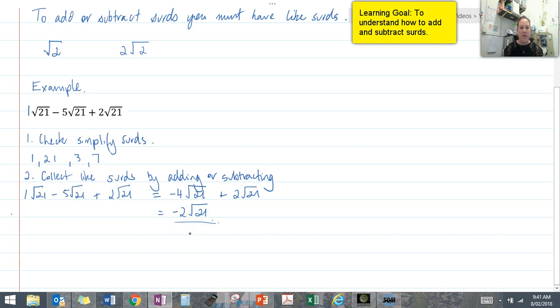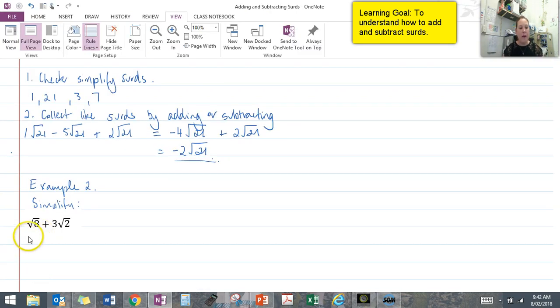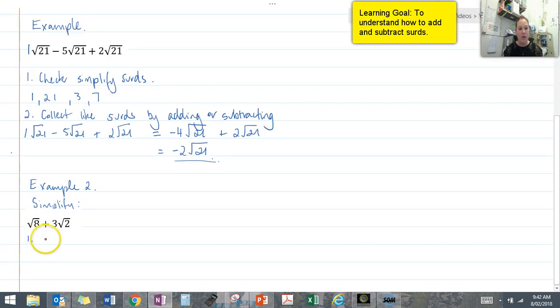Okay, so let's have a go at a second example where we do need to simplify our surds. If you remember back to the lesson on simplifying surds, we're going to write our multiples for our surds. So I've already manually checked which surds need simplifying, so I know the square root of 2 is the simplest it can be. It can't be simplified any further, and I know the square root of 8 can be, so that's what we're looking at.